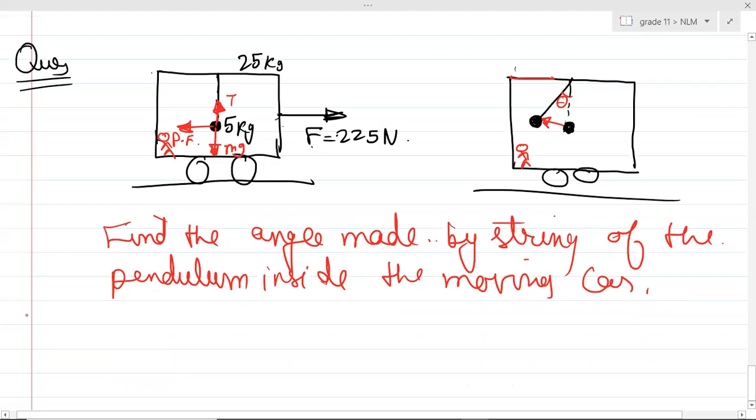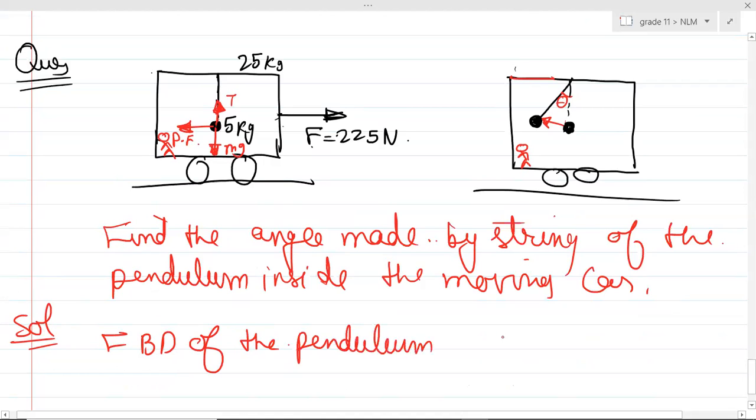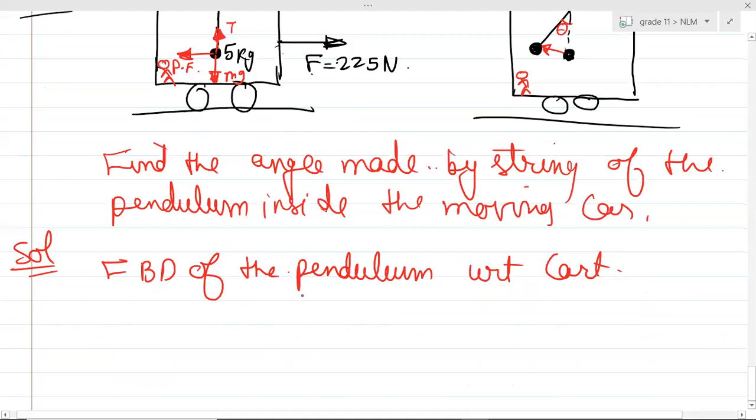Okay, Shiroja. What do you need to do? You need to draw the free body diagram of this block with respect to the cart. So we need to draw the free body diagram of the pendulum with respect to the cart. First of all, can anyone tell me what is the acceleration of the cart?